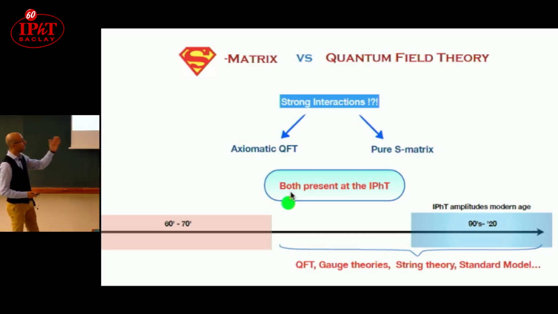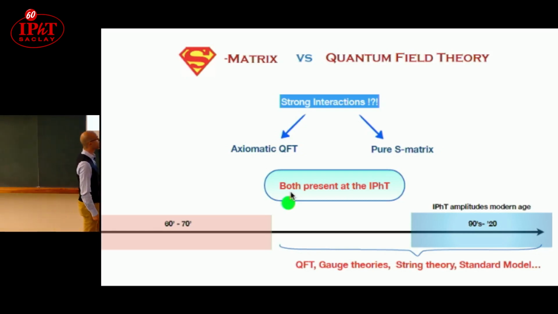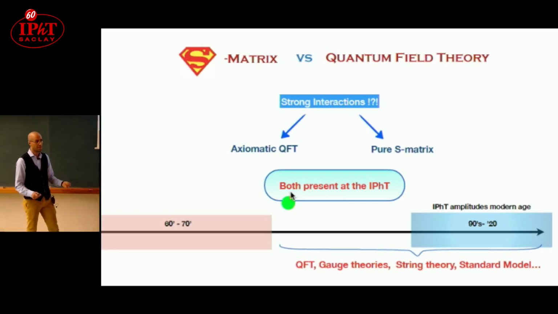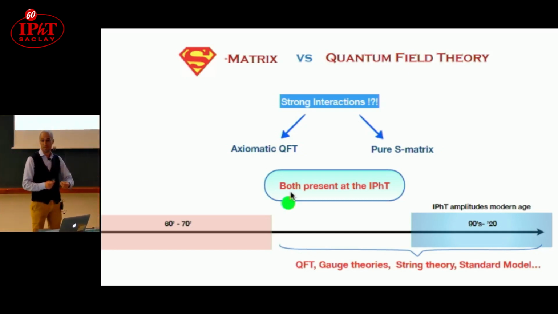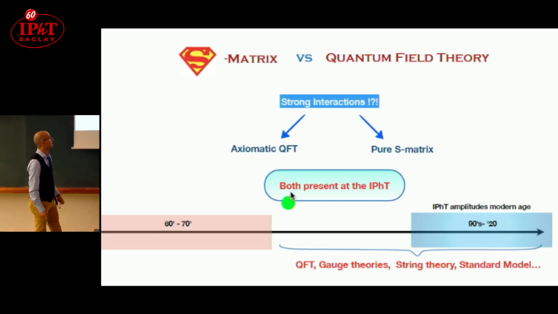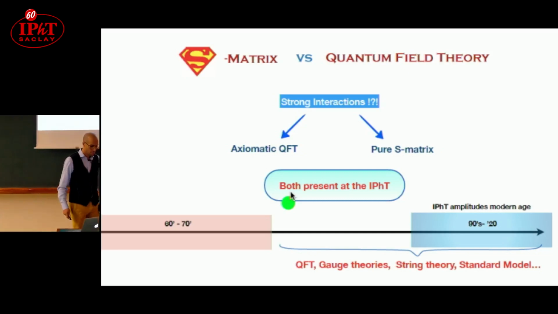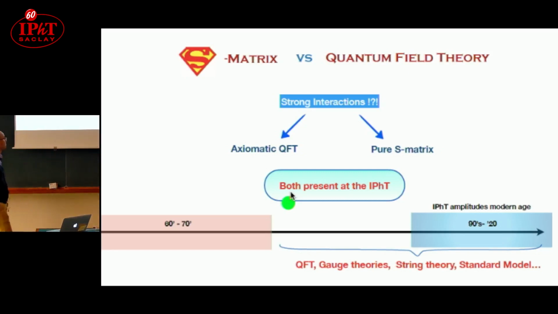At the same time, there was another school in the same years which said, OK, let's forget about fields, about local observables. Let's discuss instead what is actually measured in experiments, which are measurements done at asymptotic times. Let's focus directly on S-matrix elements. And this was, for example, the school in Berkeley, as was already mentioned this morning by Brison.